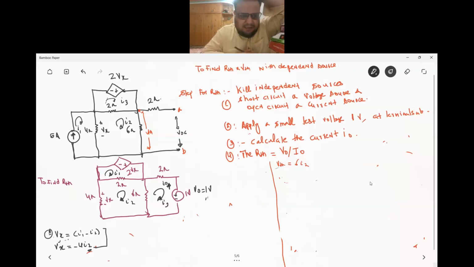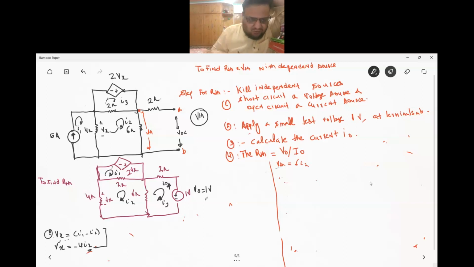It's time to attack. Let's start with the problem with dependent sources. We have to find R Thevenin and V Thevenin in the case of dependent sources. There's a separately different procedure. Basically, you are seeing this is the question. Now, in this question, I need to find R Thevenin. As far as R Thevenin is concerned, there is no procedure change. We will kill the independent sources, whereas we keep the dependent sources intact.